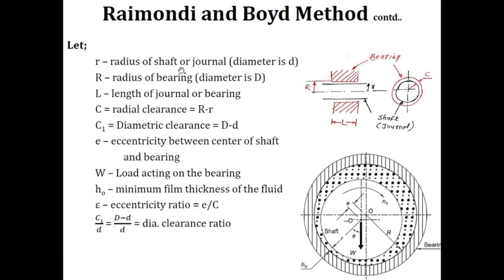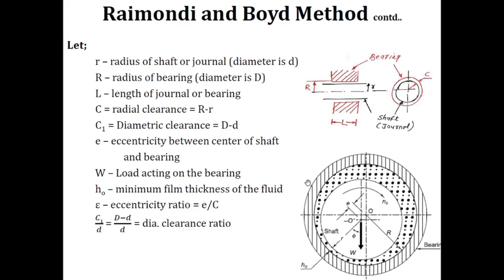The small r is the radius of the shaft or the journal and its diameter is small d. Capital R is the radius of the bearing and its diameter is capital D. Here you can see the terms now. L is the length of the journal or the bearing. C is the radial clearance, R minus r. C1 is the diametric clearance, that is D minus d.